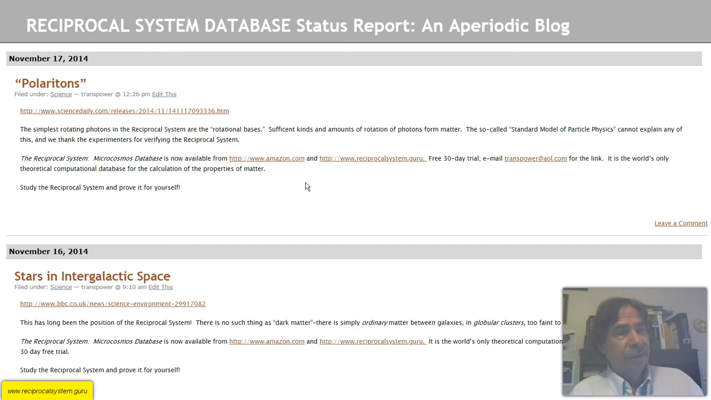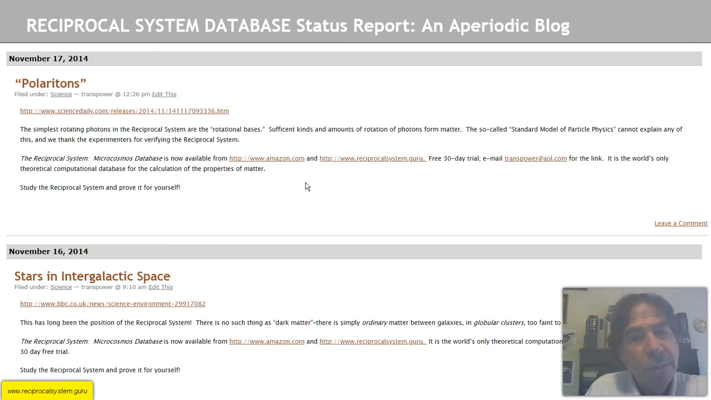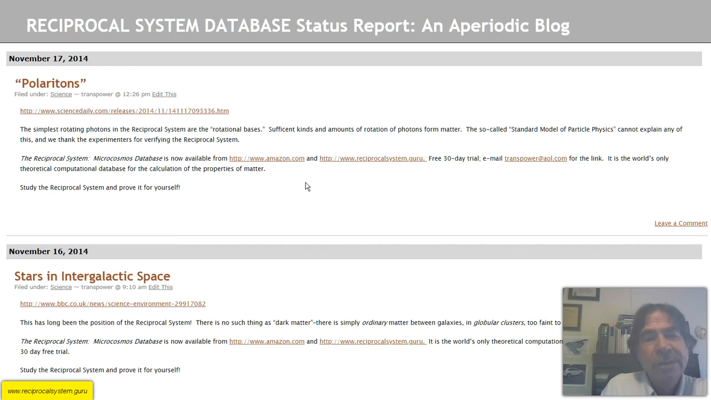Now, in the reciprocal system, both subatoms and atoms are rotating photons. Atoms are not comprised of subatoms. They're actually rotating photons. I know that's going to shock most of you, but it's a fact of reality. The simplest rotating photons in the reciprocal system are the rotational bases. Sufficient kinds and amounts of rotation of photons form matter. The so-called standard model of particle physics cannot explain any of this, and we thank the experimenters for verifying the reciprocal system.